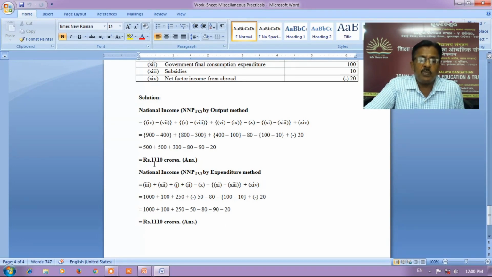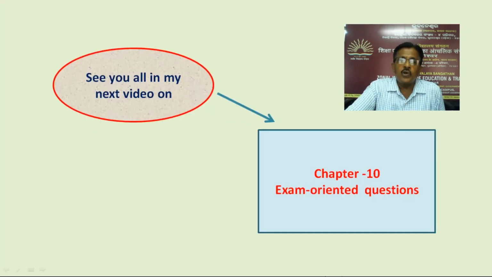So the important point is, by all the methods, if you want to calculate the same concept, the value will be the same. So I hope I have clarified some of your doubts relating to the calculation of national income using different methods, and I have covered almost all the methods of measuring national income. So see you all in my next video. For the last chapter of this unit, chapter 10, I will be discussing some exam oriented questions.